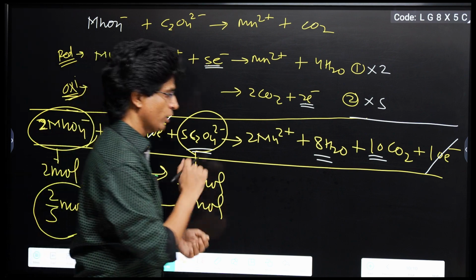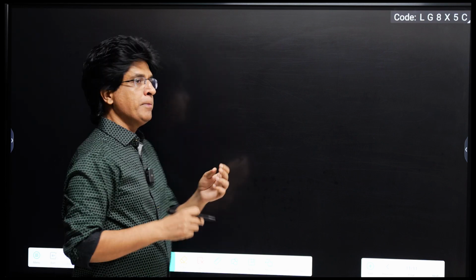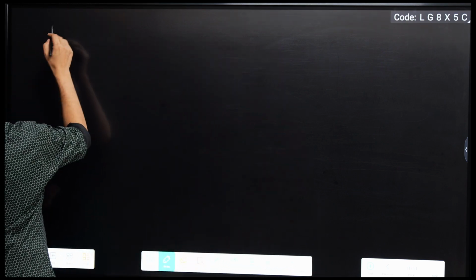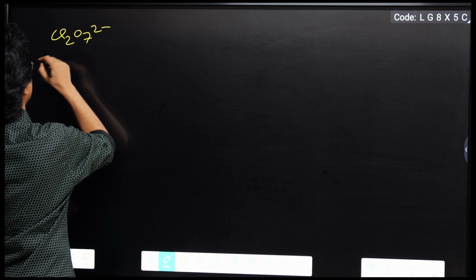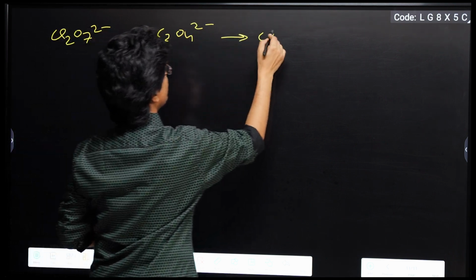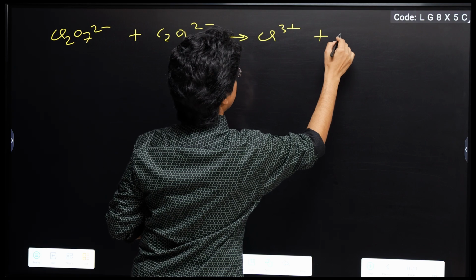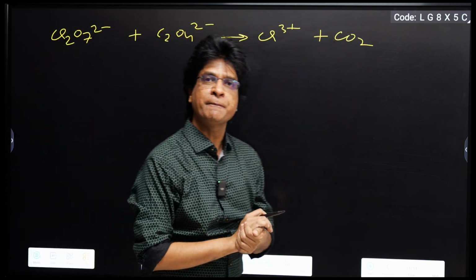Is that clear to all of you? Okay, let's do one more question with the same ingredients, but this time with the dichromate ion. So Cr2O7 2 minus and C2O4 2 minus, going to give you Cr3 plus and here CO2. You have to balance this equation in the acidic medium.